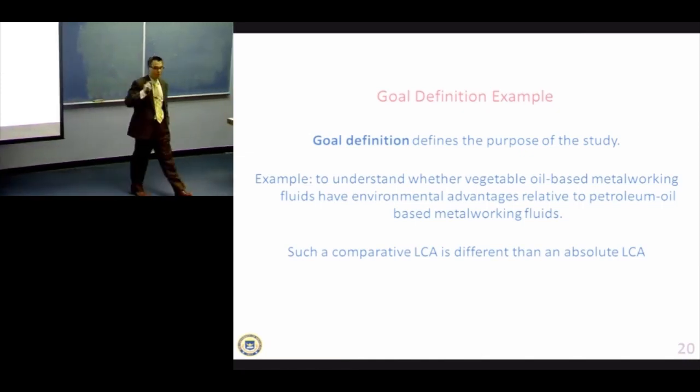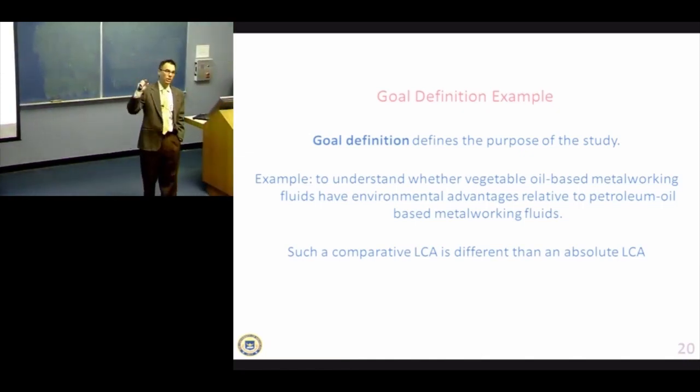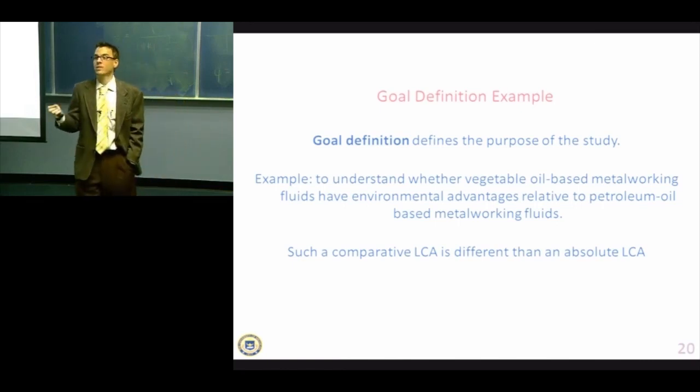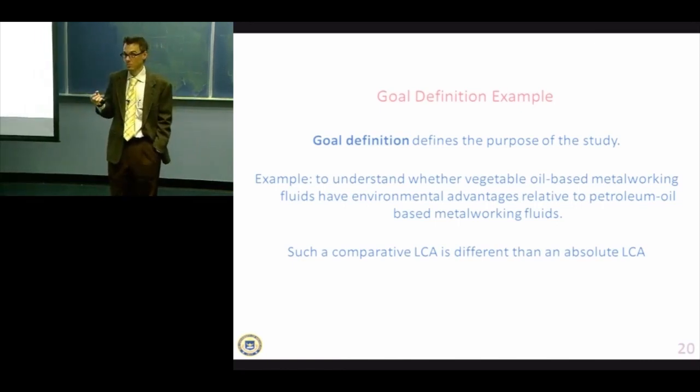If I was just saying, what are the life cycle environmental impacts of a petroleum-based metalworking fluid, then I've got to include all those chemicals. Unless I can make some argument that one of them is really small and I can ignore it. Or one of the stages in the analysis, maybe it's transportation. It's minor, so I'm going to ignore it, and I can prove that it's minor.